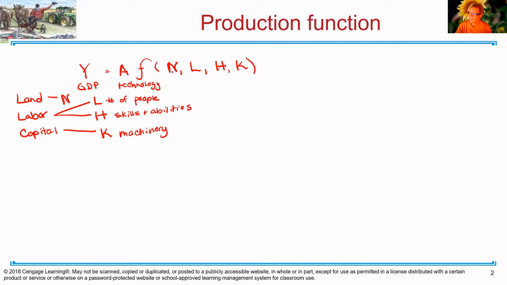Now, there's a couple of things about the production function. As we increase any of these variables, there is what we call constant returns to scale. So if we increase each of these variables by 2, then what will happen is on the other side of the equation, we'll get twice as much GDP. So it does share the constant returns to scale.